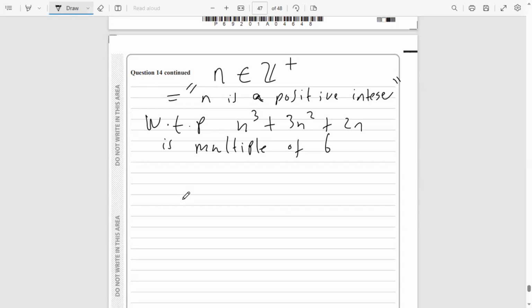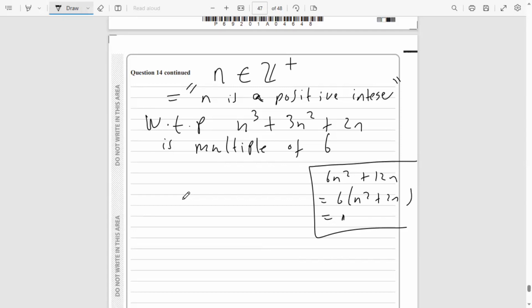So how are we going to do this? Normally with proof questions that we see at GCSE, we may have something like 6n squared plus 12n. If we just factorize out a 6, we get 6 times n squared plus 2n. So we can say 6 times any whole number is a multiple of 6, so this is definitely going to be a multiple of 6. That's normally what you get at GCSE.